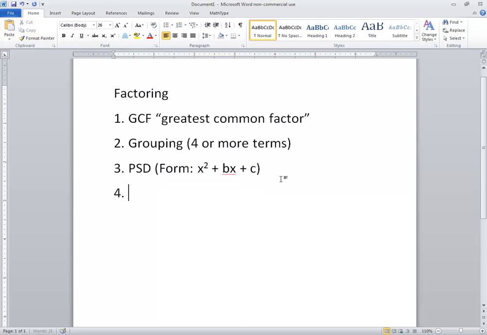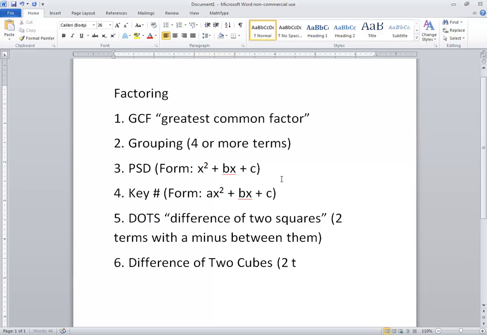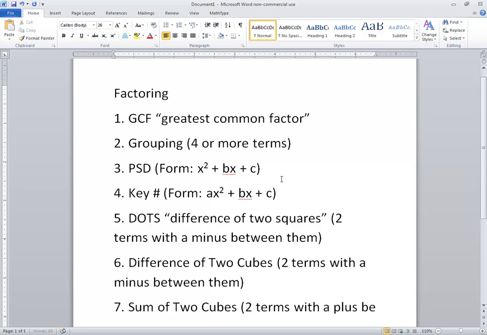Then we have the key number, which is of the form ax squared plus bx plus c. There's DOTS, difference of 2 squares. This is when you got 2 terms with a minus between them. Then we got the difference of 2 cubes, and this is when you got 2 terms with a minus between them. And then you got the sum of 2 cubes, which is 2 terms with a plus between them.